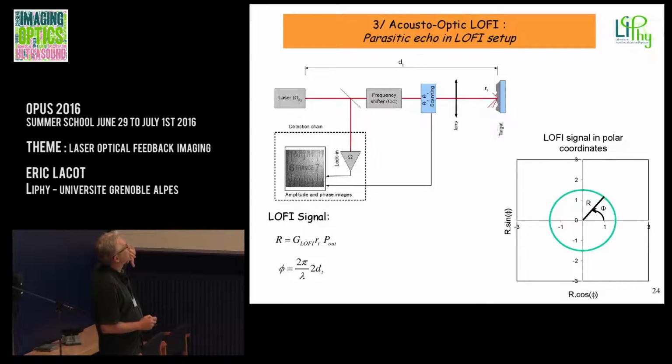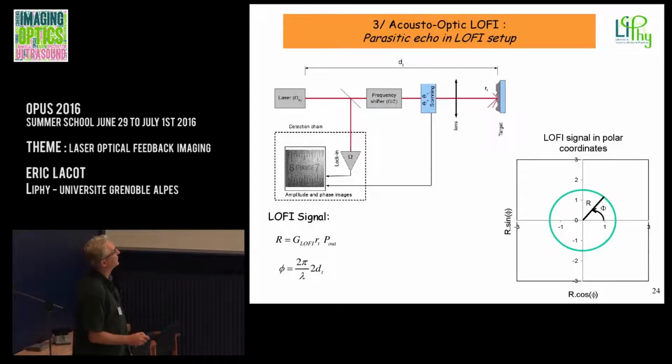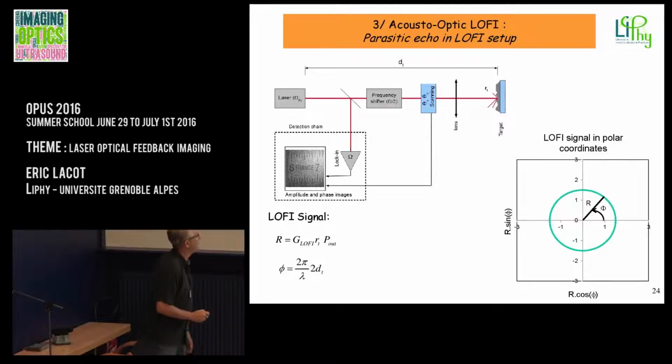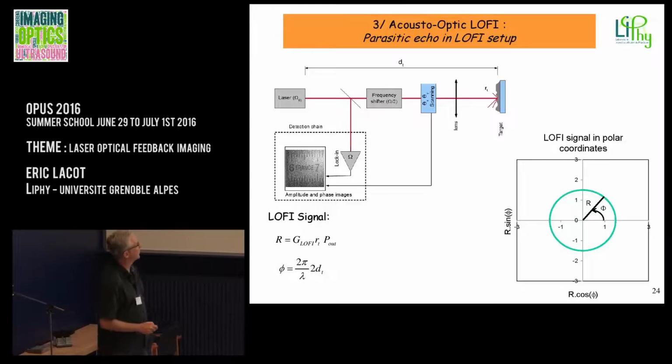So again, our LOFI microscope is here: the laser, the frequency shifter, the target under investigation, and the target is characterized by its reflectivity RT and the distance dt between the laser and the target. Under this condition, the amplitude of the LOFI signal is given by the product of the laser output power, the reflectivity of the target, and the LOFI amplification gain. And the phase shift of the laser modulation is proportional to the distance between the laser and the target.